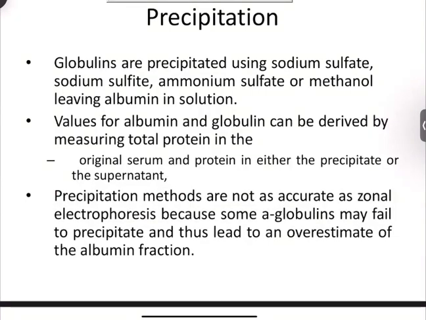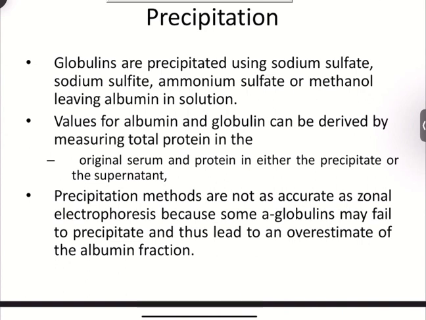Okay, other methods use precipitation. For precipitation, globulins are precipitated using sodium sulfate, sodium sulfite, ammonium sulfate, or methanol, leaving albumin in the solution. Values for albumin and globulin can be derived by measuring total protein in the original serum and protein in either the precipitate and supernatant. Precipitation methods are not as accurate as zonal electrophoresis because some alpha globulins may fail to precipitate and thus lead to an overestimate of the albumin fraction.